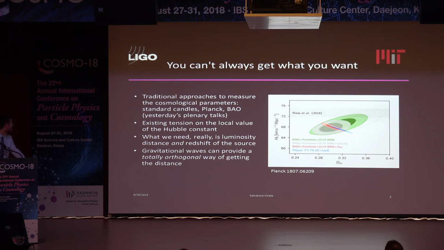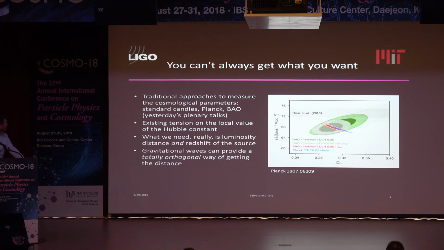So when I look at this from my point of view, someone that works with gravitational waves, and I think about measuring H0, what I really need is a source for which I can measure at the same time the redshift and the luminosity distance. The nice thing about gravitational waves is that they give you the luminosity distance to a source directly, without any modeling, basically.